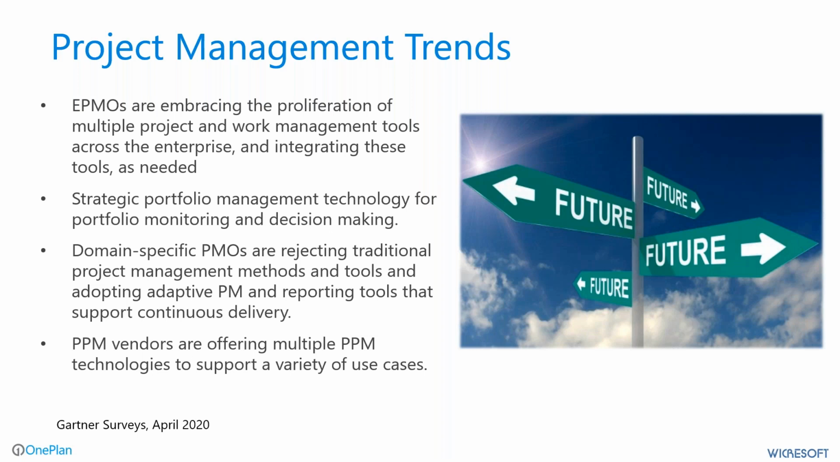They've also found that domain-specific PMOs are rejecting the more traditional project management methods on the far right. And the tools that they're adopting are supporting the adaptive PM and reporting tools that support continuous delivery, so that we're not doing big monolithic projects. We're delivering in chunks, but on a more continuous basis across value streams. And then also the marketplace of vendors for software in this realm are also responding. And they found that PPM vendors are offering multiple PPM technologies to support a variety of use cases, including adaptive. And we'll be showing you a lot of that today.